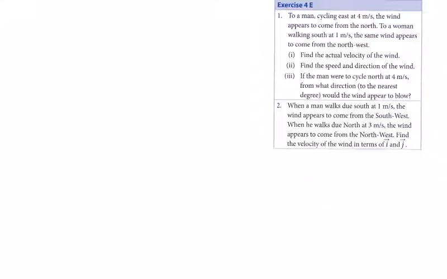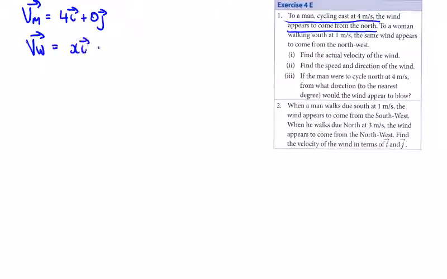So exercise 4E, question 1. To a man cycling east at 4 meters per second, the velocity of the man is positive i, 4i plus 0 in the j direction. The wind appears to come from the north. So we come back to the velocity of the wind. We call it xi plus yj.